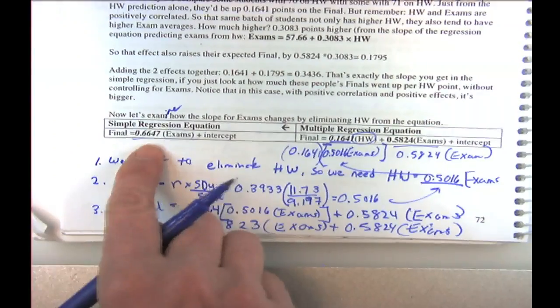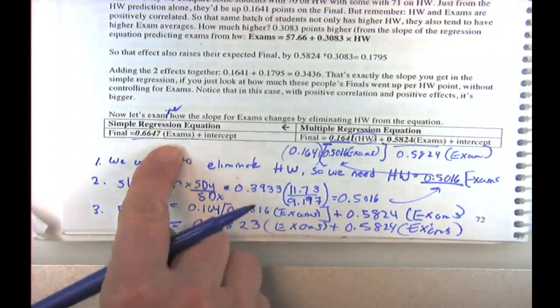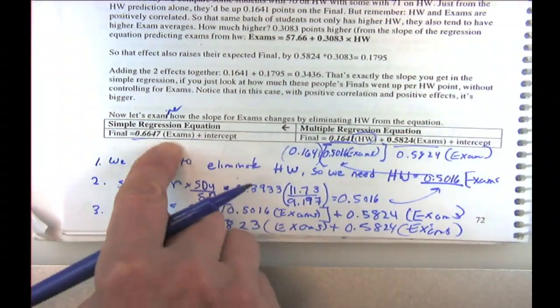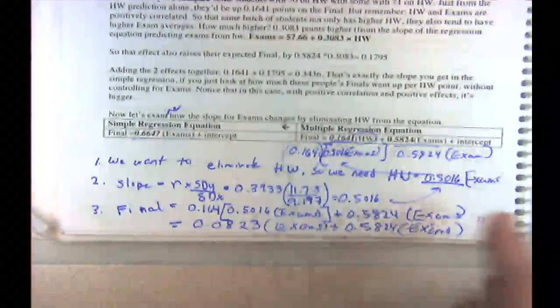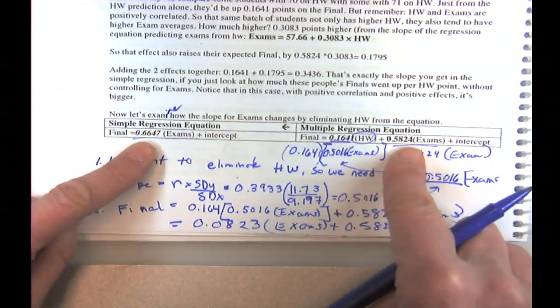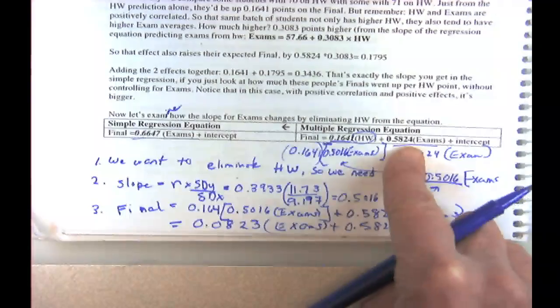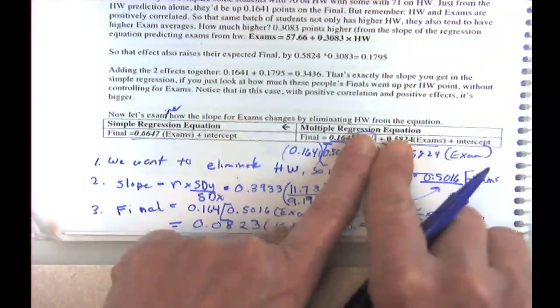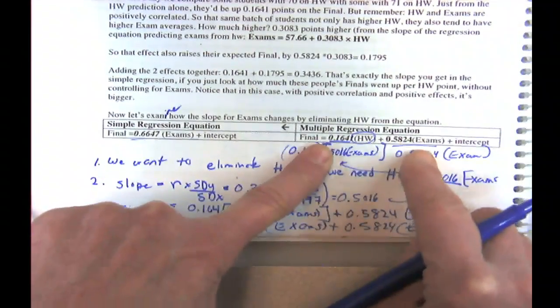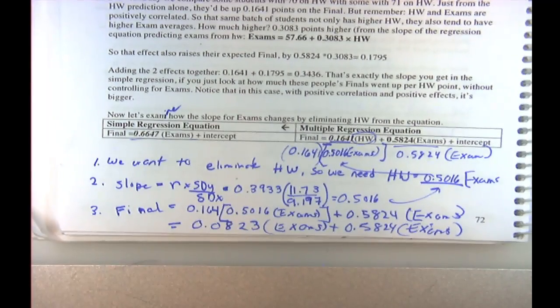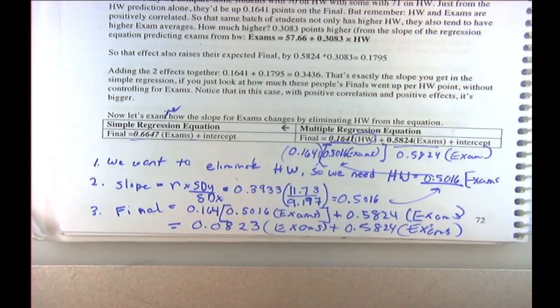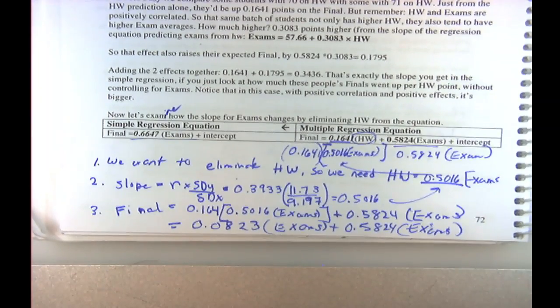And this is the effect of exams ignoring homework. But people who have high exams also have high homeworks. So this is the part of the exams after the effect of homework has been subtracted out. We're parceling them out and making them separate effects. That's multiple regression. So you'll do that on your homework. Do you understand this? This is not too bad doing it this way.